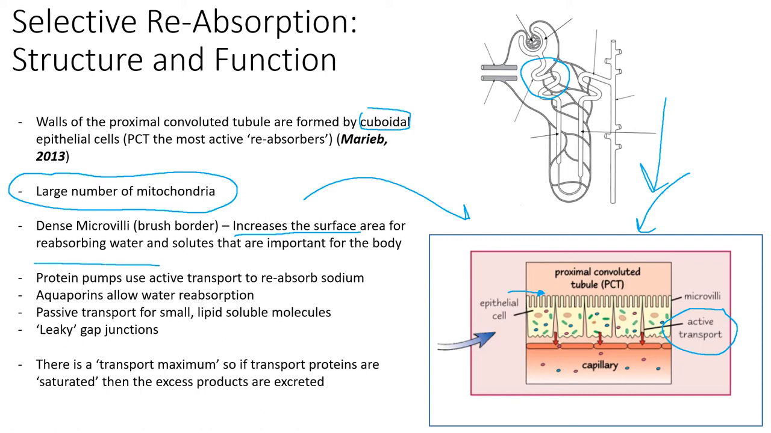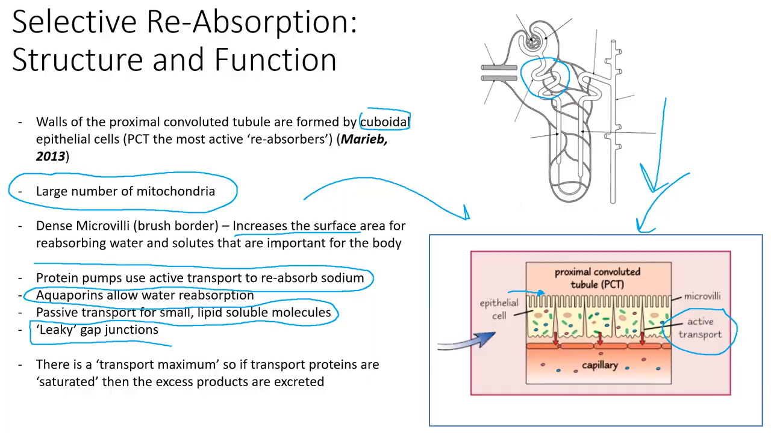Protein pumps use active transport to reabsorb sodium, so from low to high. Aquaporins, we've seen that again, allow reabsorption of water. We've got passive transport. We know that the phospholipids are diffusible, if you like, to small lipid soluble molecules. And the leaky gap junctions relate to spaces between cells so that actual molecules can fit between cells.